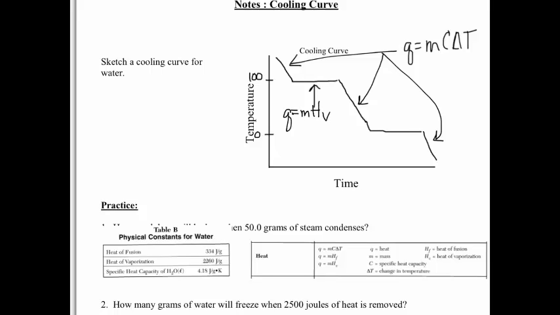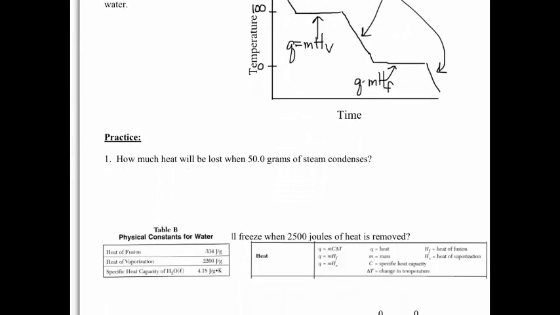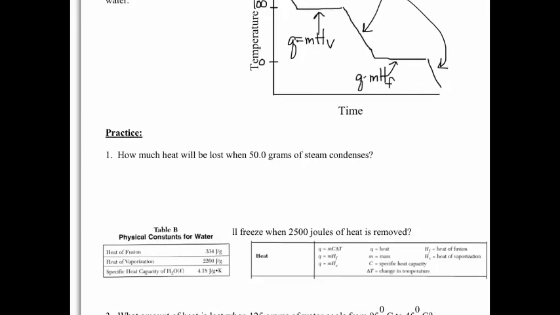mHV. And then that lower plateau, which is where freezing is going to be occurring, is where we're going to use Q is equal to mHF. I think of that F as being freezing. So Q is equal to mHF. All right, so that'll hopefully help us pick the right equation in each of these questions.